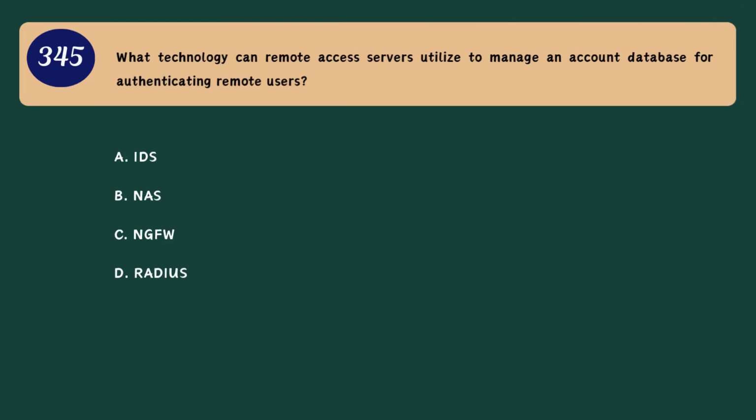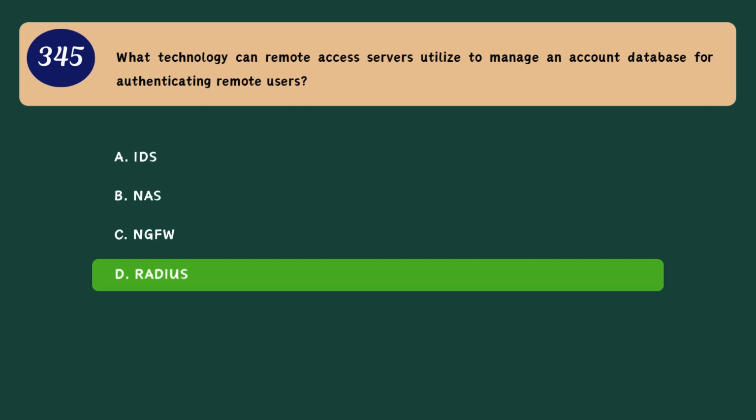Question 345. What technology can remote access servers utilize to manage an account database for authenticating remote users? A. IDS. B. NAS. C. NGFW. D. Radius. Correct answer. D. Radius.